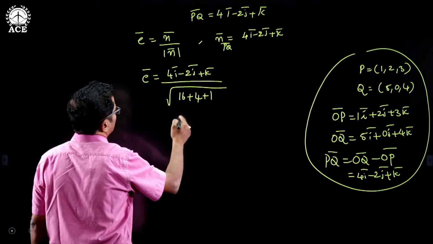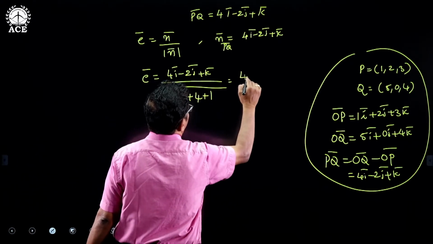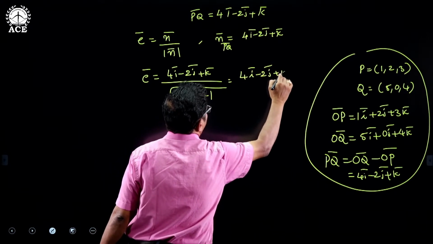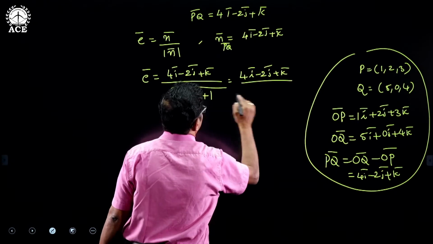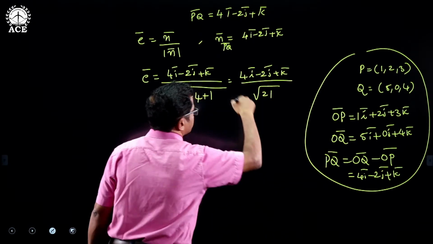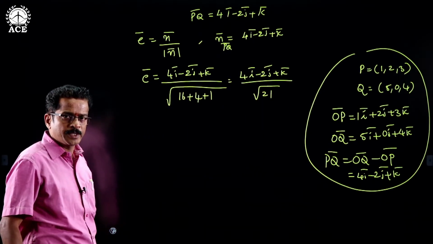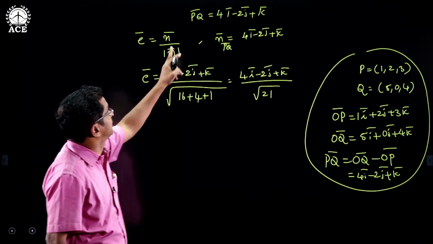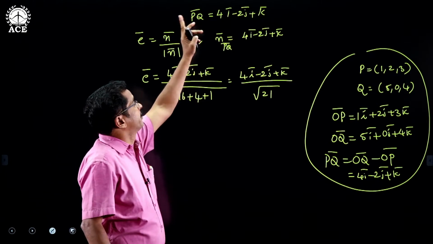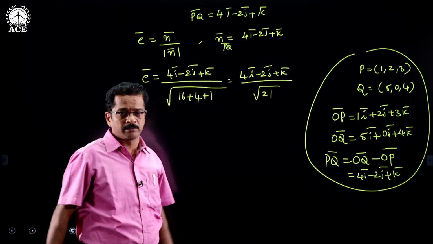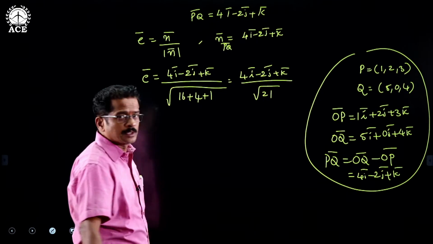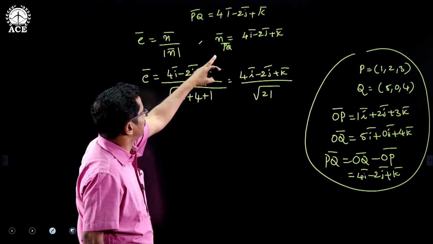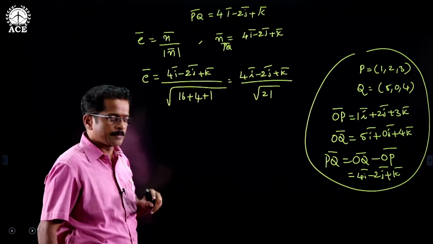So then E bar equals (4i bar minus 2j bar plus k bar) by root of 21. This is E bar. The directional derivative is evaluated along the line PQ bar. So the vector PQ bar itself is N bar. The line PQ bar means the vector PQ bar itself is N bar. So from N bar I have just evaluated E bar.